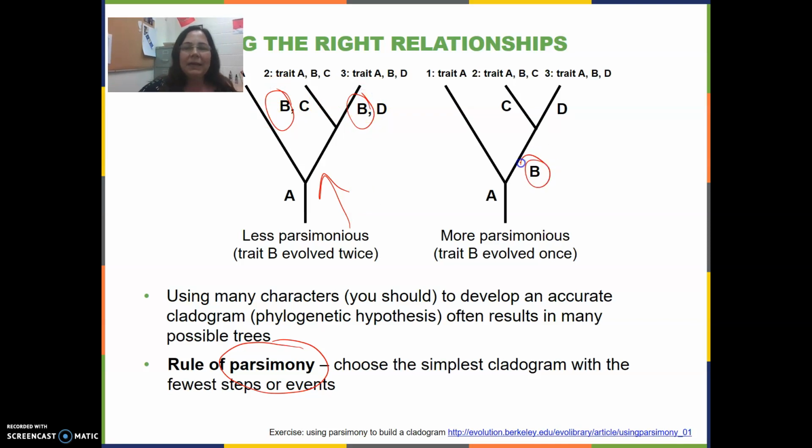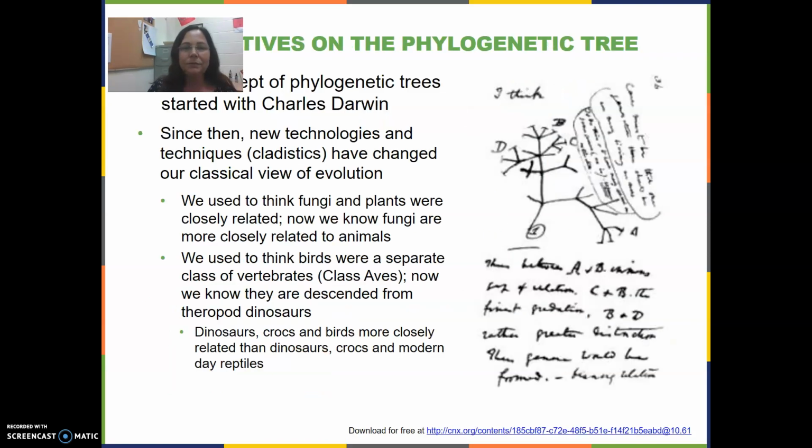Now putting B down here is more parsimonious. It's simpler to do it that way because when you do it that way, you know that B is an ancestor to C and D. So it's simpler to draw it the way it is on the right.